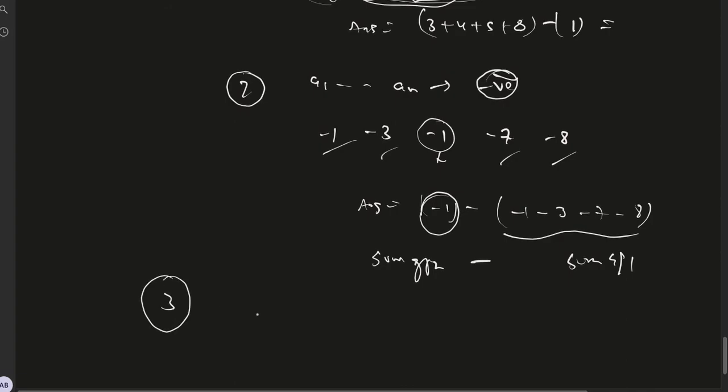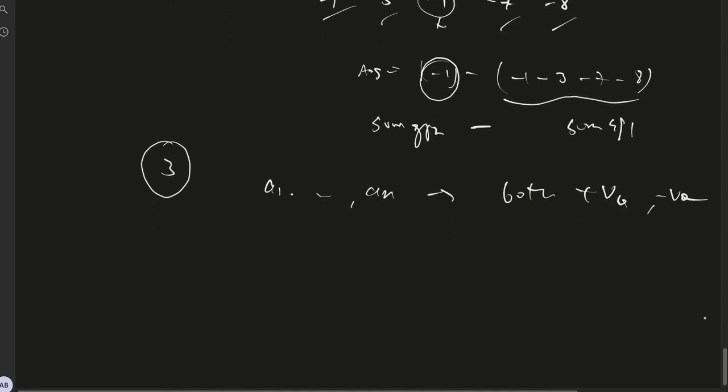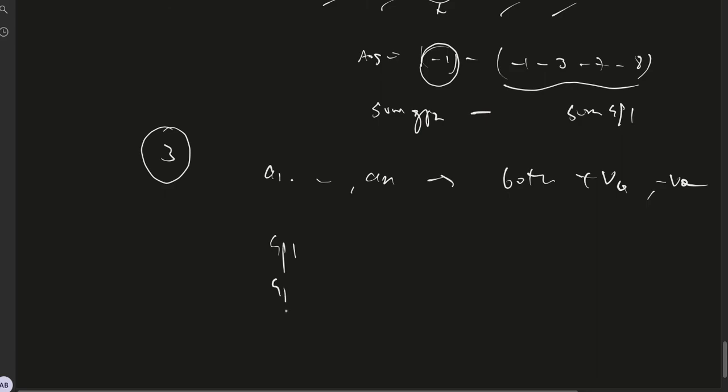The third option is if a1, a2 up to an contains both positive as well as negative elements. In that case, group 1 can contain all the positive elements, group 2 can contain all the negative elements, and the answer is the summation of group 1 minus the summation of group 2.